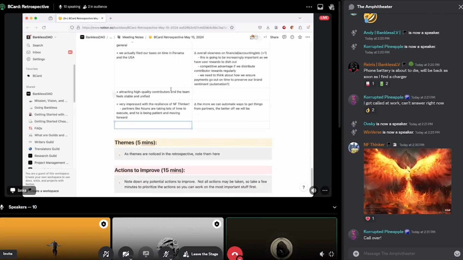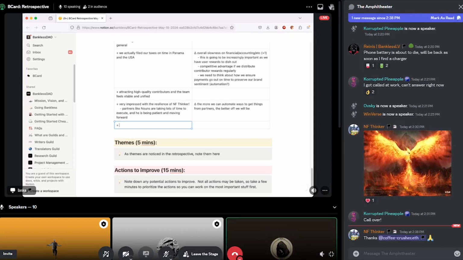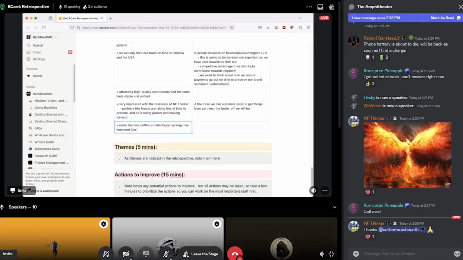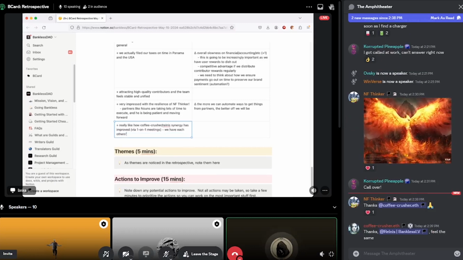A few pluses. One, I really like how my and Coffee Crushers' co-working synergy has improved during this last period. With our extra few one-on-one meetings, I think we are covering each other's back. I have a feeling like that on all of the activities that have been and are yet to come, because the biggest is yet to come. And I wanted to say a huge plus to that.